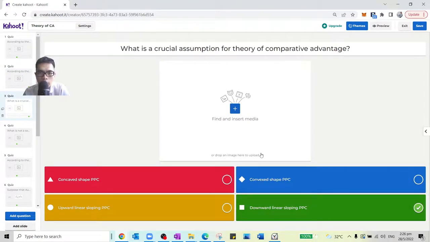So what is the crucial assumption for theory of CA? Remember we covered it two weeks ago. This particular question is testing you on constant opportunity cost. Remember last week we covered that your PPC curve will be downward sloping. Why? Because of perfect factor mobility, your op cost will be constant. It will be a downward sloping, straight line PPC. So this one is important. Most of the students, for some strange reason, for this class especially, all flop for this.